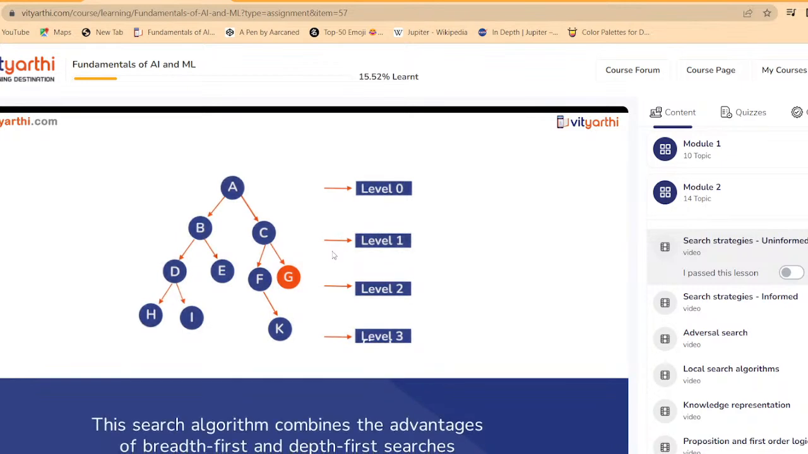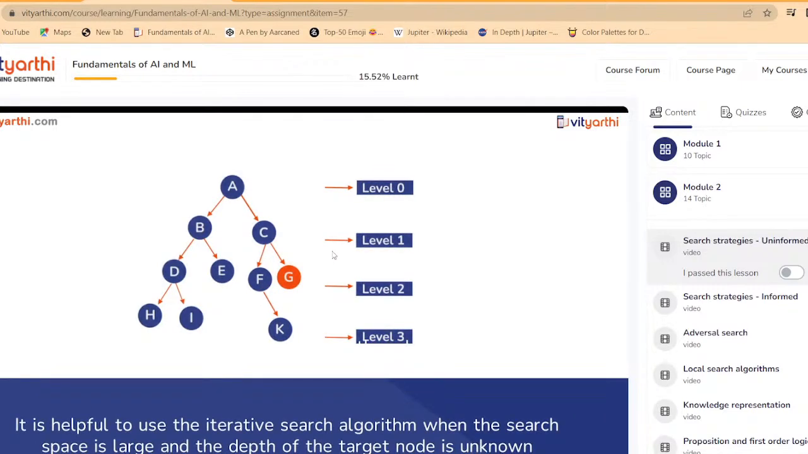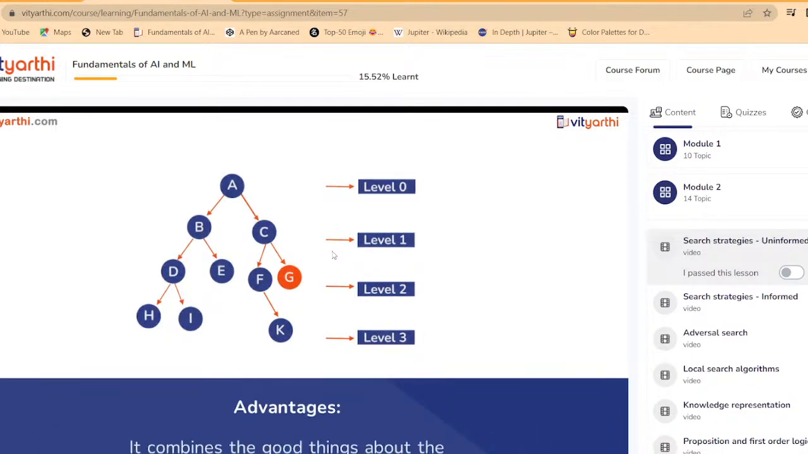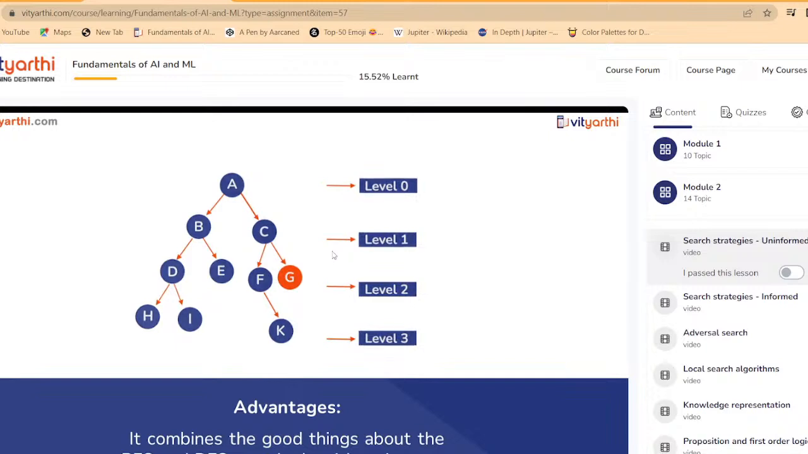This search algorithm combines the advantages of breadth first and depth first searches. It is helpful to use the iterative search algorithm when the search space is large and the depth of the target node is unknown. The major advantage of this method is that it combines the good things about the DFS and BFS search algorithms in terms of how well they use the memory and how quickly they can search.